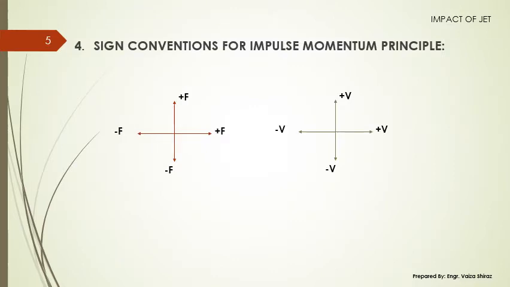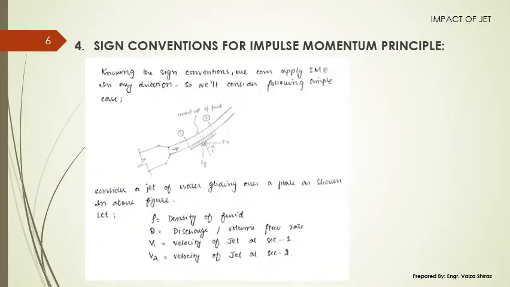Now the sign conventions for the impulse momentum principle. So these are similar to simple x and y axis. So these are the sign conventions for the forces and the velocities. Now knowing the sign conventions, we can apply the impulse momentum equation, the equation which is coming from the impulse momentum principle in any direction.